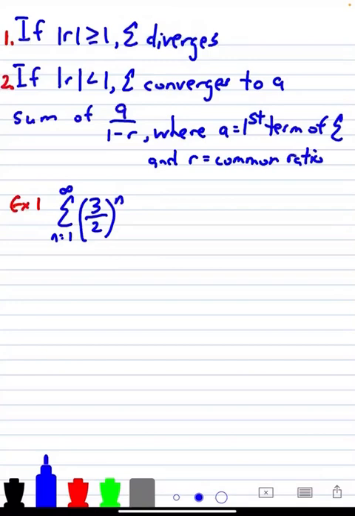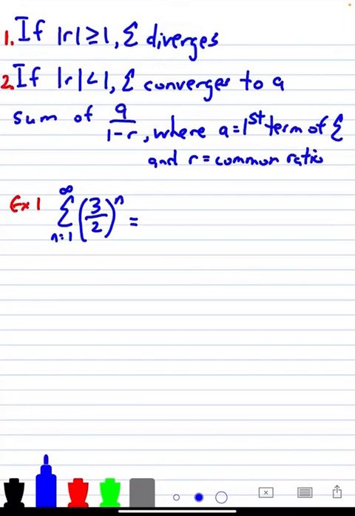So let's look at example 1. Here we have the series, we're going from 1 to infinity, of 3/2 to the n power. Now, for this first one, I'm just going to put up my first few terms just so we can see. So if we were to list these terms, and as you get more and more experience, you will be able to look at a lot of them and tell what your common ratio is, but I want to actually put these in.